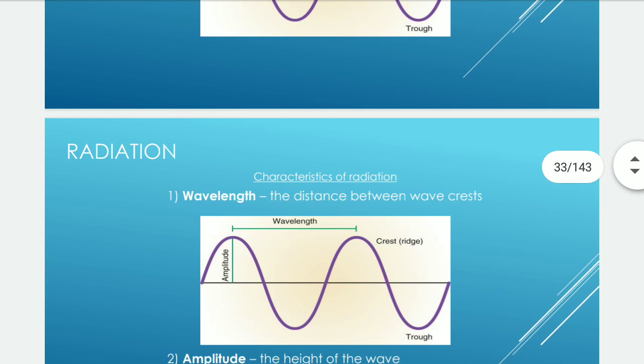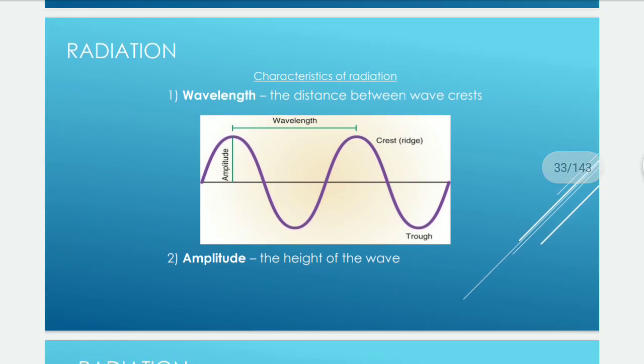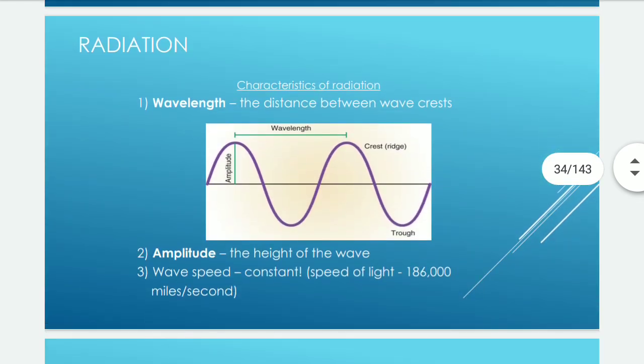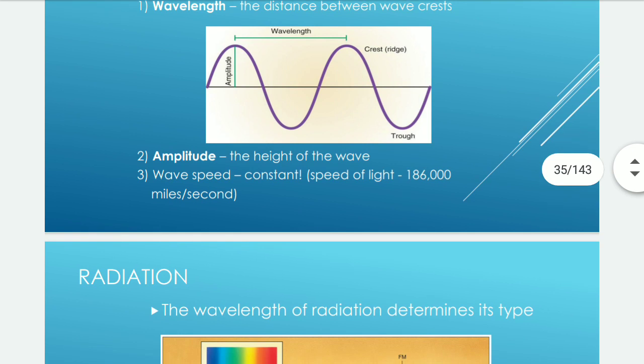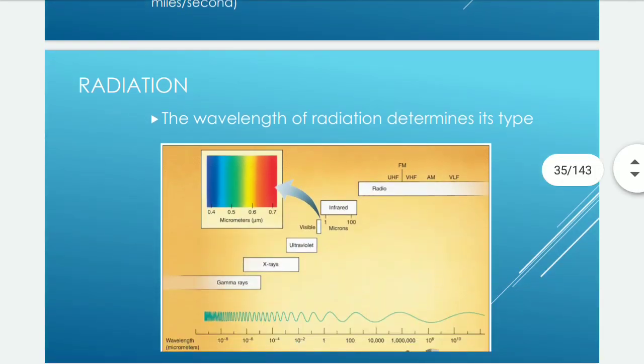Radiation, wavelength, characteristic of radiation, the distance between wave crests. Amplitude, the height of the wave. Speed, constant speed of light 186,000 miles per second and 3 × 10^8 meters per second.